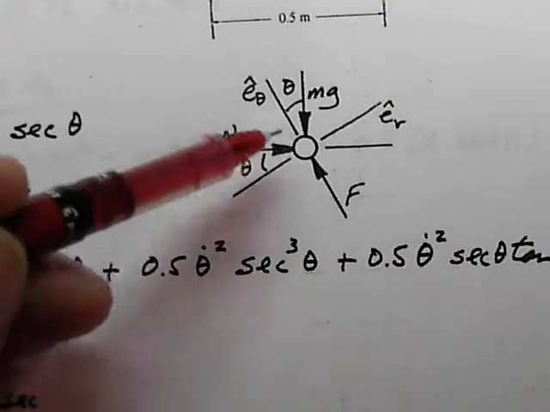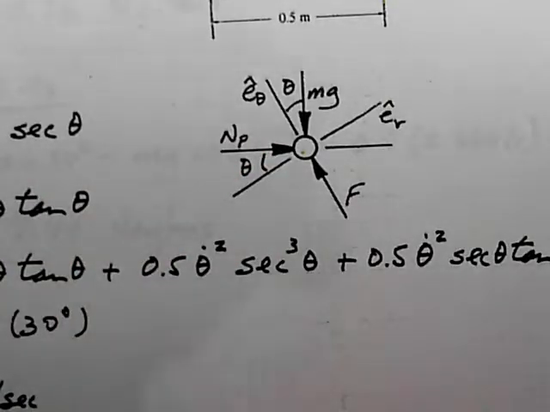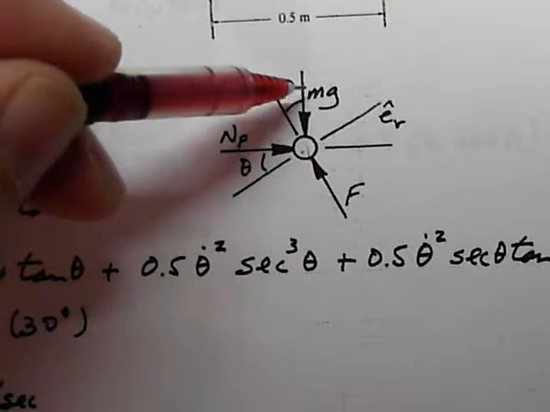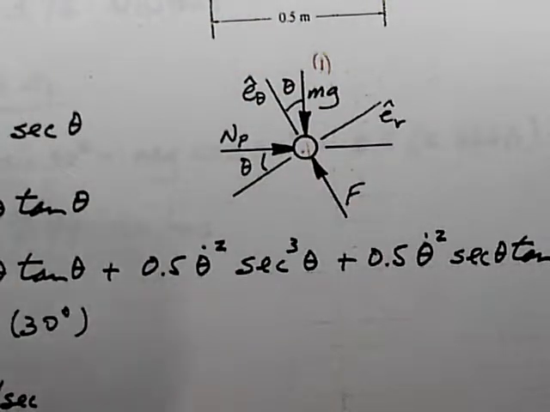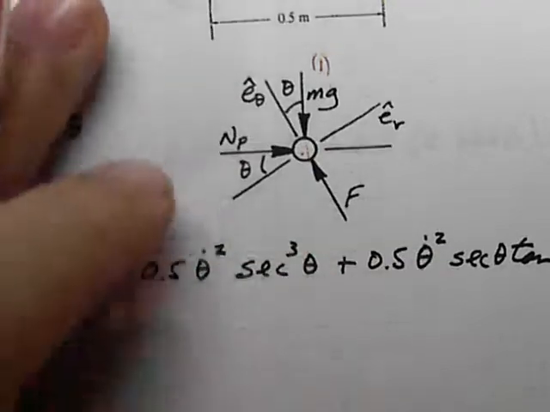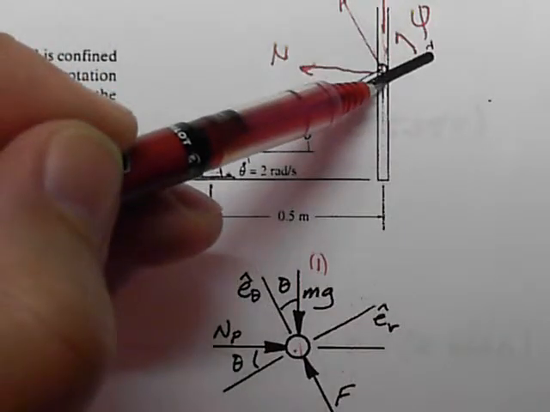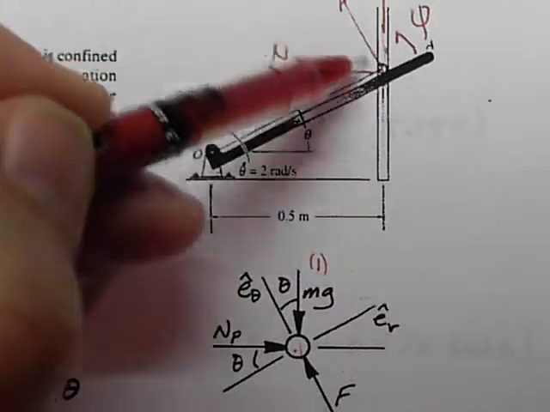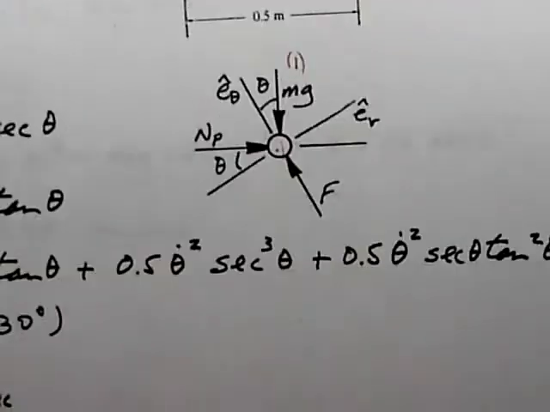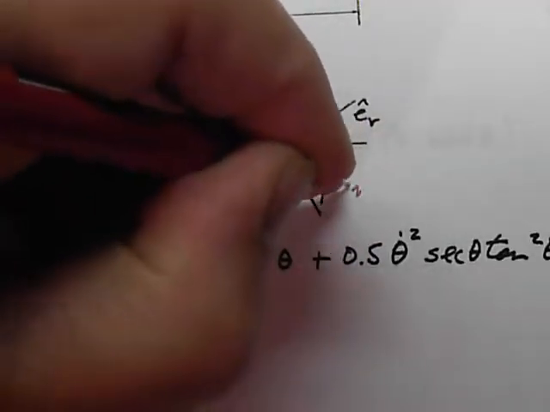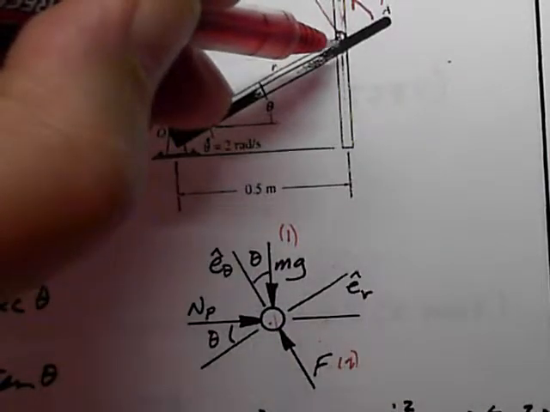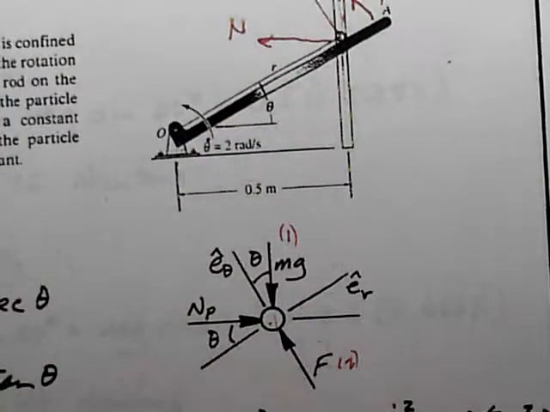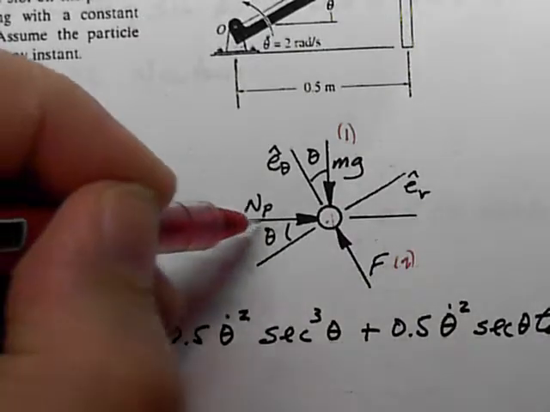And so let's take a look at a free body diagram. The forces that we have will be weight acting straight down. That's one force. We will have the force between the rod and the ball acting in the upward e theta direction. So that would be our second force. And then we're going to have a force between the ball and the slot, and we're going to draw it as a force to the right.